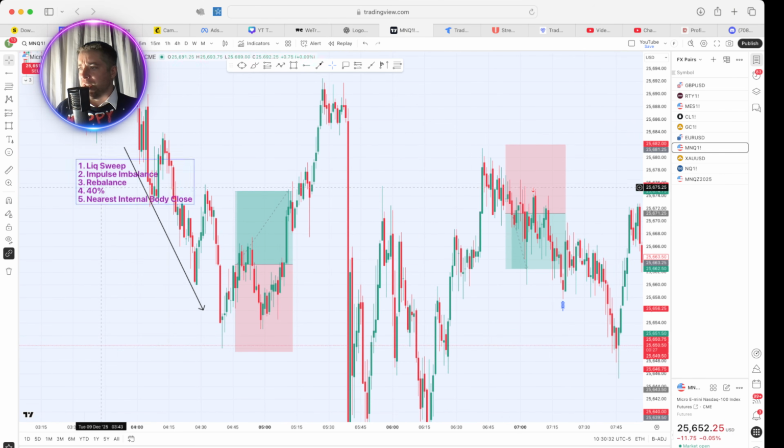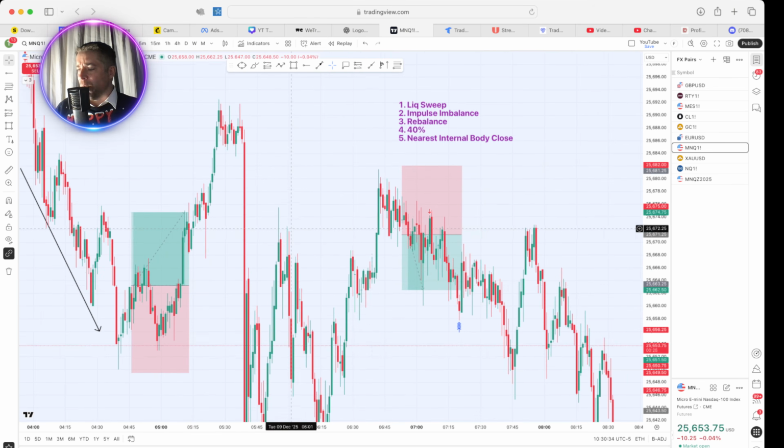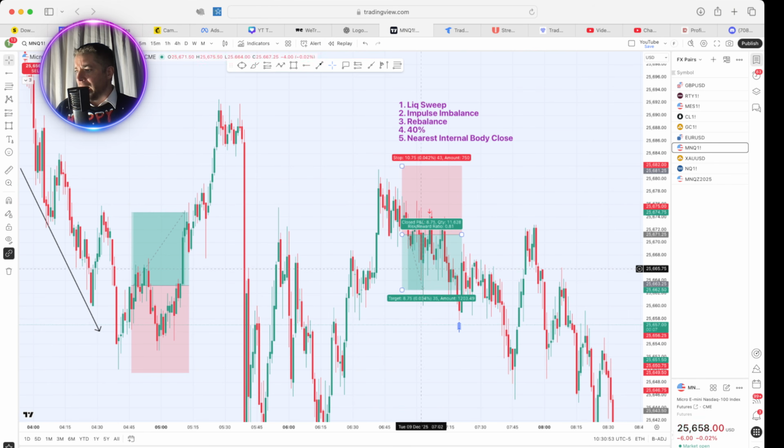The same happened a little later on. We got a liquidity sweep. So we've got lots of liquidity all sat along here. It gets taken, as you can see here. All this liquidity here gets taken by this impulsive move to the upside, creating an imbalance. The imbalance is then filled, as you can see. It got filled here, and then we took the trade in and out.